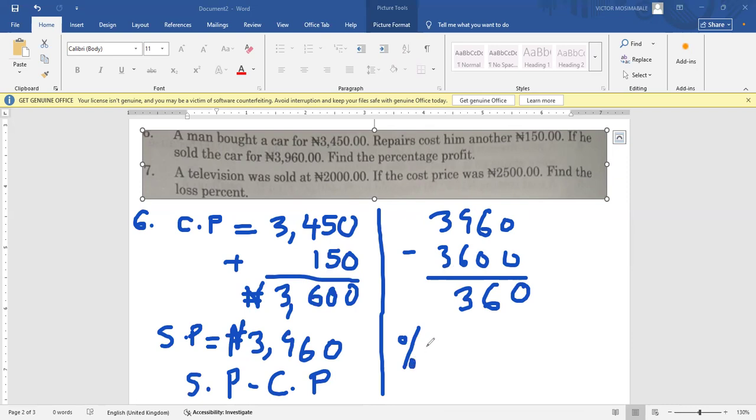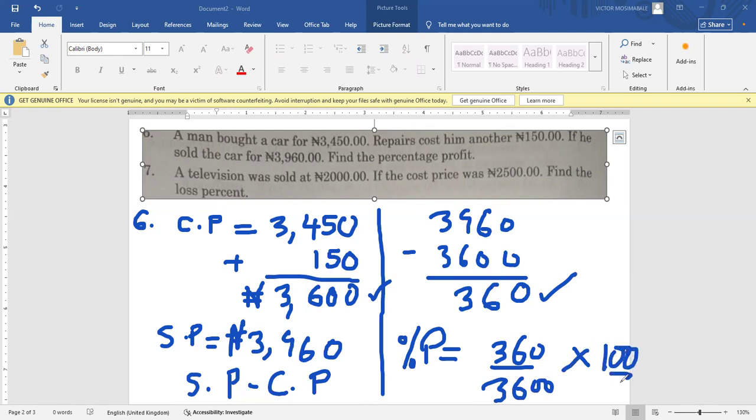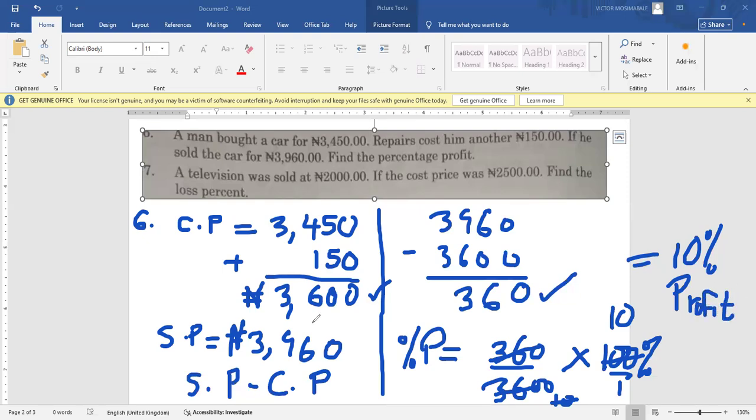So the percentage profit, don't forget, is profit over cost price. This is the profit, so it is 360 over the cost price. Don't forget the cost price is 3,600, times 100% all over 1. So we have 360 into 3,600, we have 10. So 10 into 100, I have 10. So you are having a 10% what? Profit. A 10% profit. So you can pause the video and note this down, but I'm moving to the next question as usual.